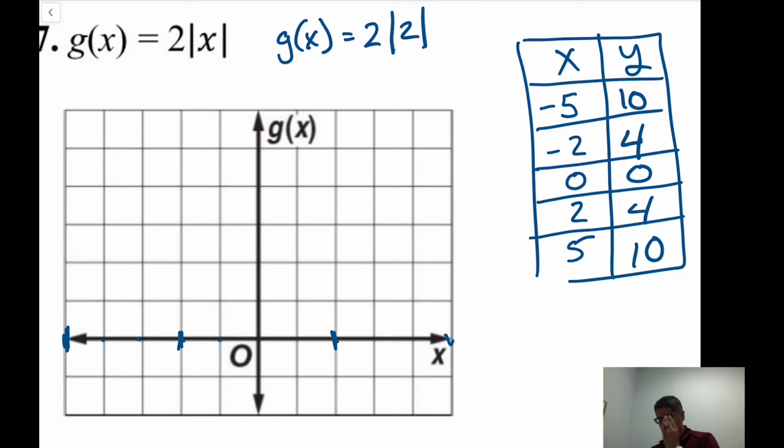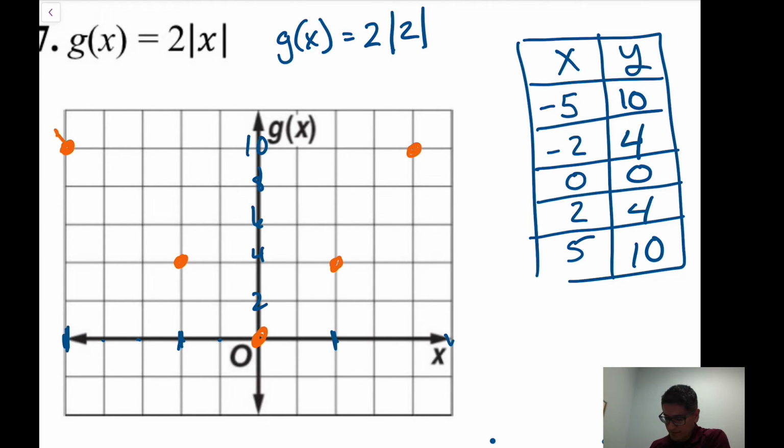So now I can graph this, right? Let's see here. My y's, I'm going to have to make these into intervals of 2. So make this 2, 4, 6, 8, 10. Then my first point is -5, +10. Second is -2, +4. And then 0, 0. And then my second half is going to be mirrored off of that.